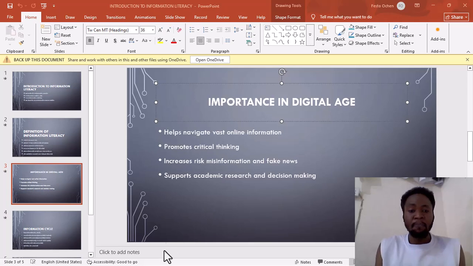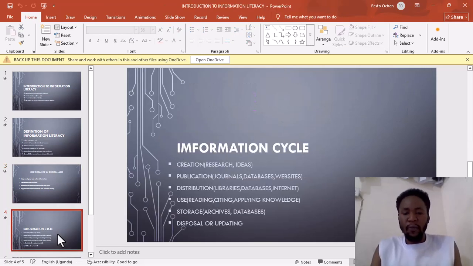So, dear viewers, it also supports academic research and decision making. Like for me now, it is helping me to do a lot, because if I have any research work, I can source a research topic and search through various sources of information, like getting published articles and the rest of it. These things can help a lot. But let me take you to the next slide, where we are going to talk about the information cycle, how information can flow from one person to the next.